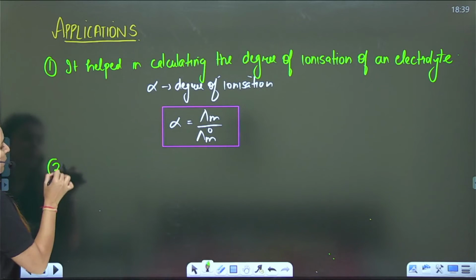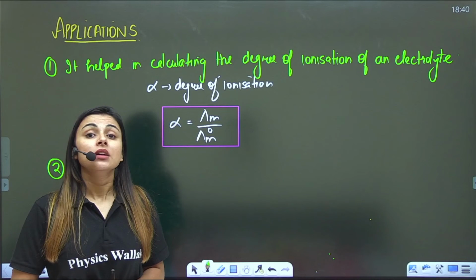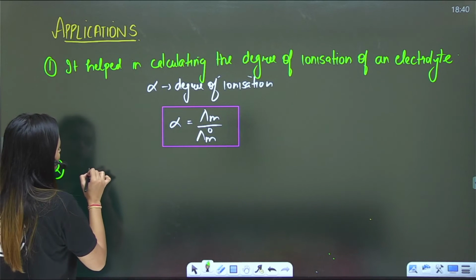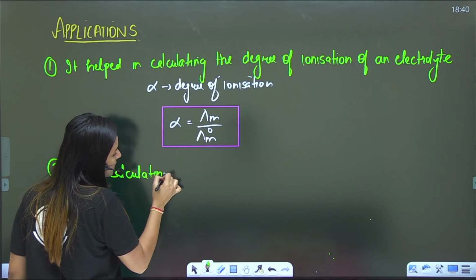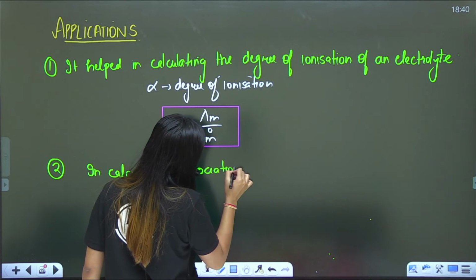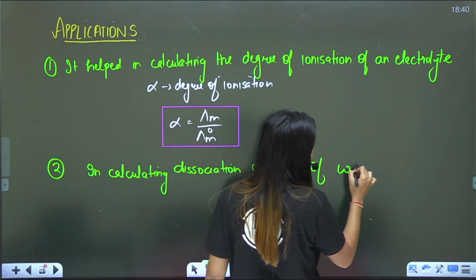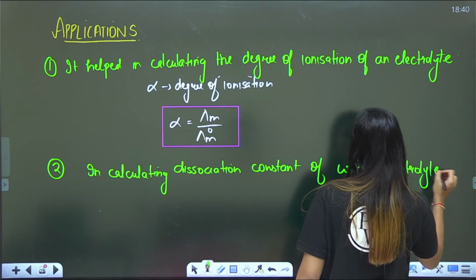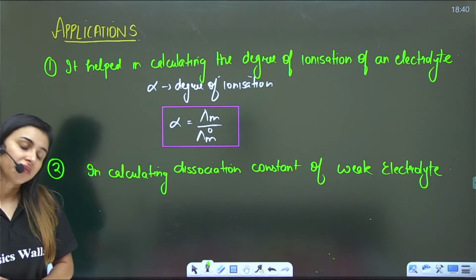Let's talk about the second application. The second application was that it helped in calculating dissociation constants of weak electrolytes. Now let's talk about how it helped in calculating the dissociation constant of weak electrolytes.